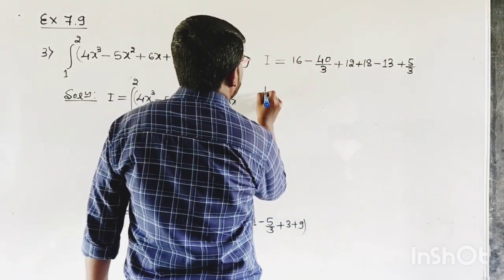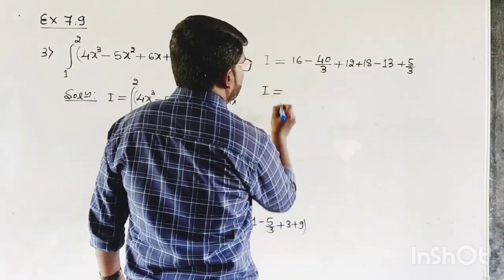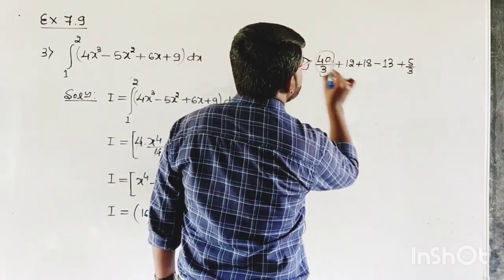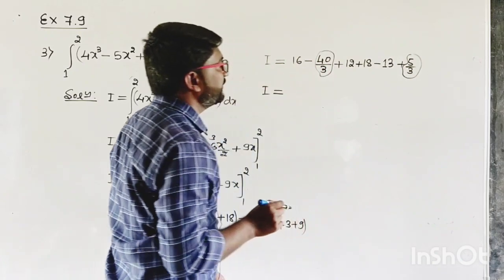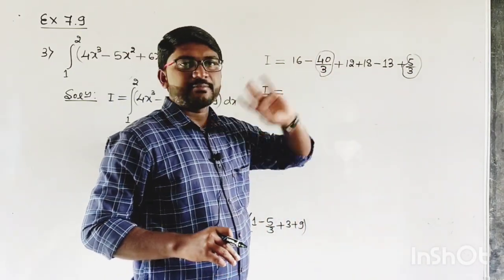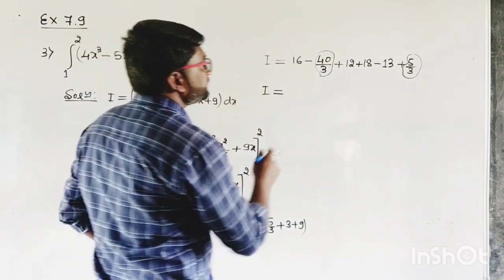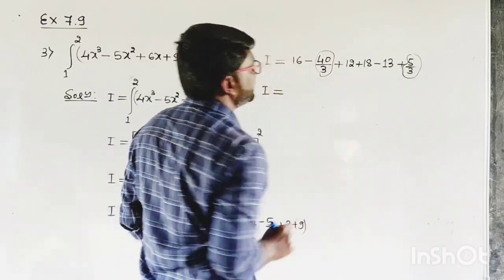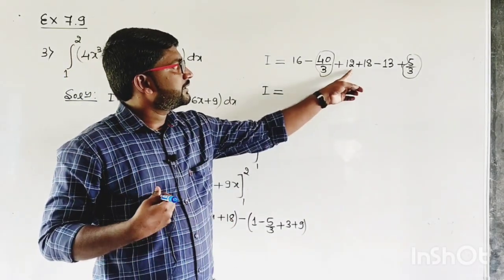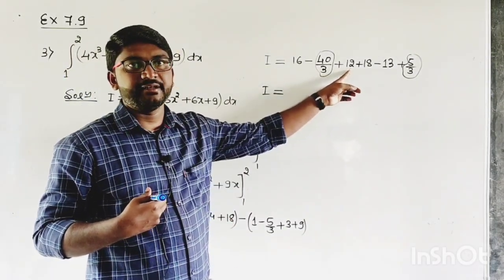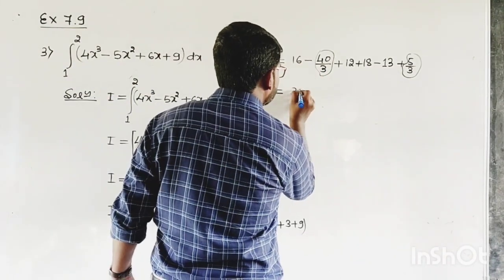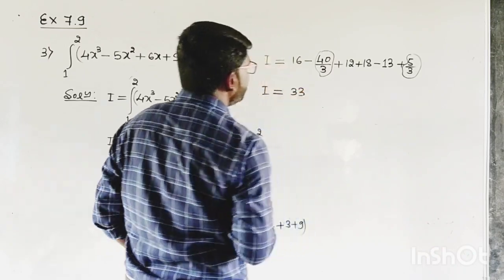So now I, which is equal to, these two are the like terms and the remaining you have to add. These 3 terms must be added and this has to be subtracted. Then see here, 18 minus 13 is 5, 5 plus 12 is 17, then plus 16 is 33. So I write 33 here.